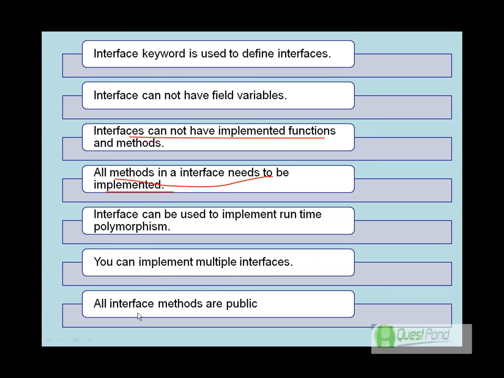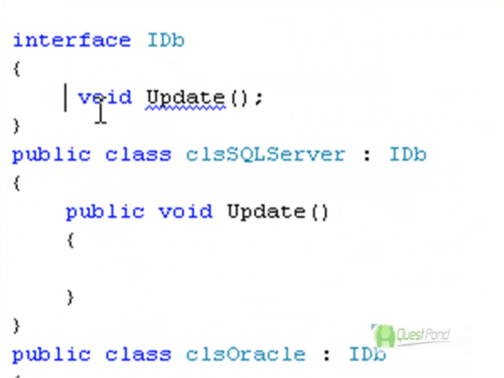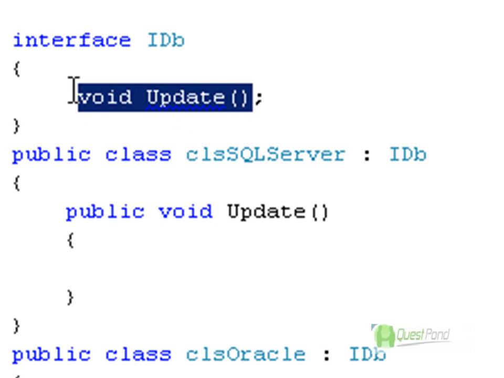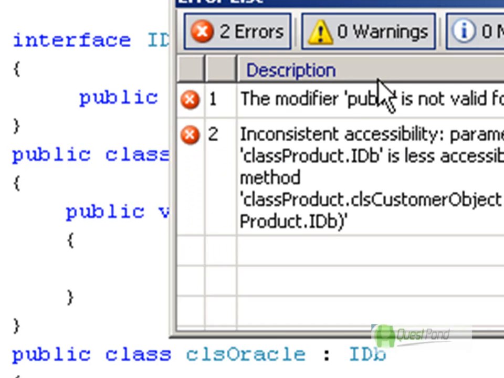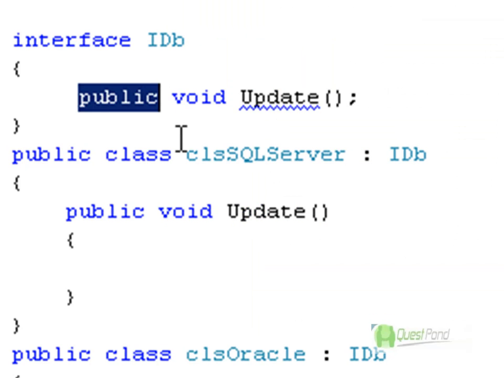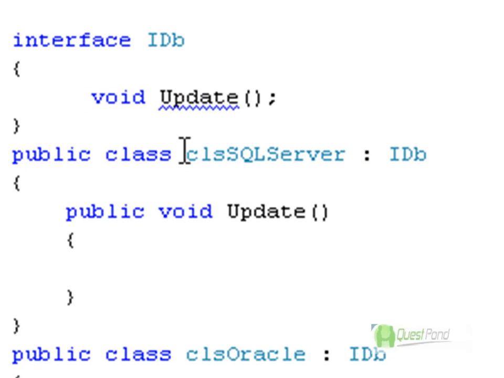classes. The next important point to remember is that all interface methods are public. Let's say we have a method here called void update, and you try to define this method as public and compile this code. You will get an error saying that the modifier public is not valid for this item. So in other words, you cannot define an access modifier on interface methods. By default, they are public.